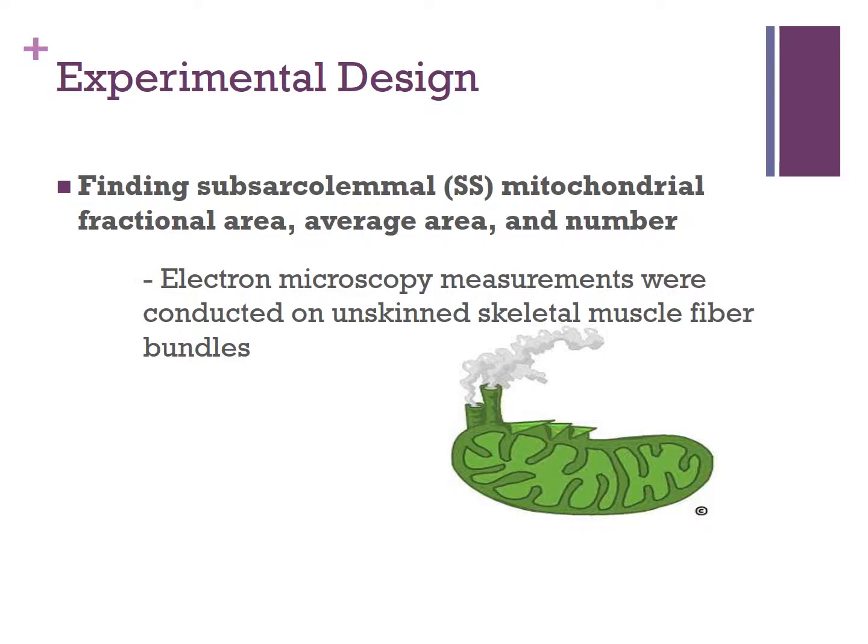In order to find the subsarcolemmal mitochondrial fractional area, the average area and the number of SS mitochondria found in a sarcolemma, an electron microscope was used on the skeletal muscle fiber bundles that were obtained from each volunteer. It didn't actually say how they found these numbers, but they referred back to a previous study. In the previous study, it said that images were taken along the sarcolemma in random locations, and then the SS mitochondria were counted in each area.